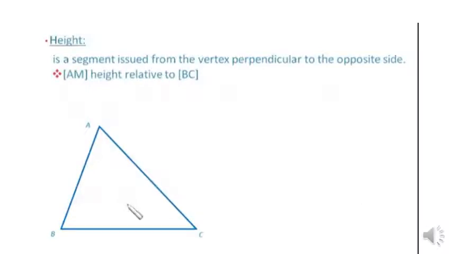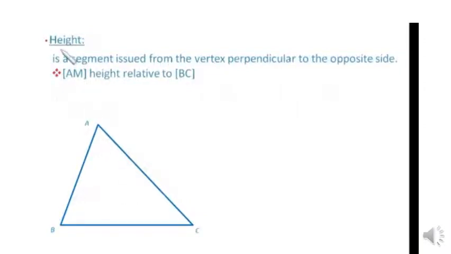Now let's talk about the height in a triangle. What is a height? A height is a segment issued from the vertex perpendicular to the opposite side of the triangle. This is triangle ABC. In the first case, AM is a height relative to BC. So from A, I want to draw a perpendicular line to BC. So it's passing through A and perpendicular, making a right angle on BC.